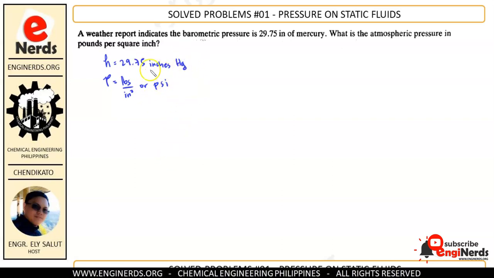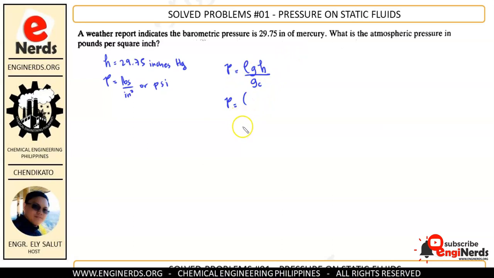So, we are in English unit, no? So, kailangan natin gumamit ng gravitational conversion factor. So, therefore, our formula for the pressure is equal to rho G H over G C. Okay? So, calculate na natin yung ating pressure. Unahin natin yung density. So, for the density, our reading is taken from the inches of mercury. Therefore, we have to get the density of mercury.